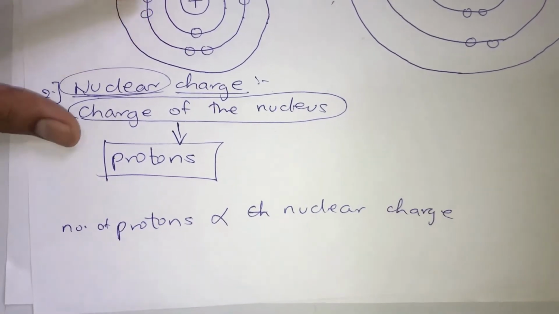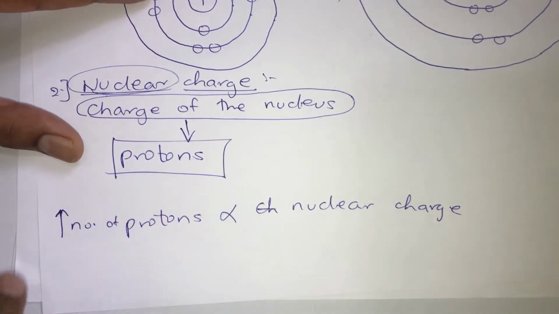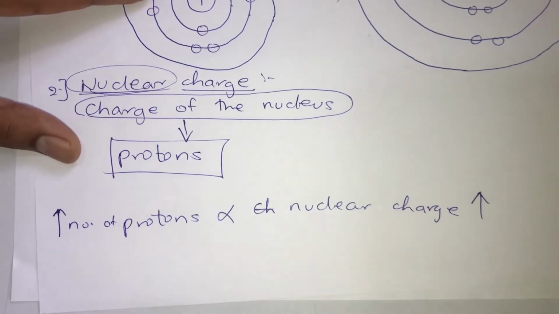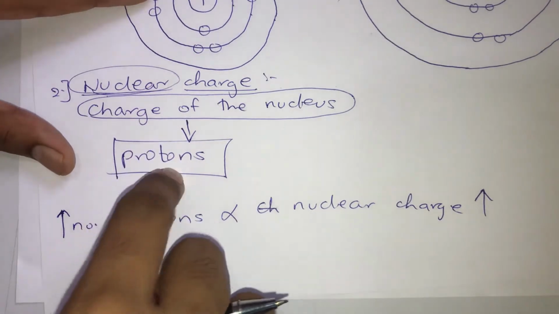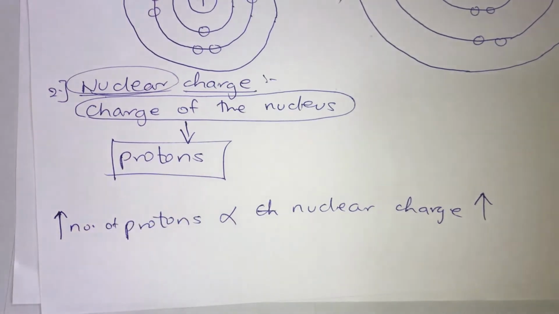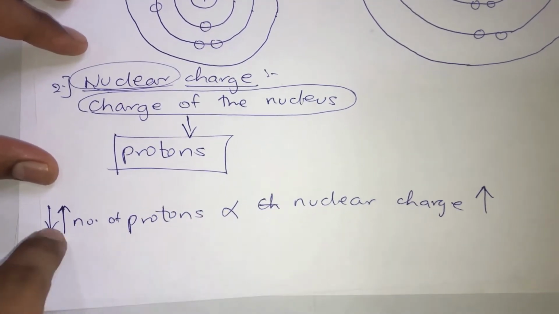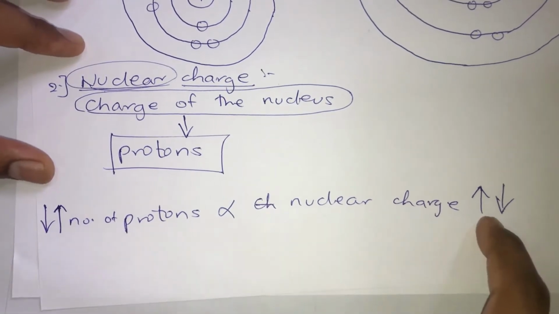Now, what is the meaning of this? If the number of protons is greater, then it is obvious that the nuclear charge will also be greater, because this nuclear charge completely depends on the protons. Greater the number of protons, the nuclear charge will be greater. Similarly, if the number of protons is less, then your nuclear charge is also going to be less.